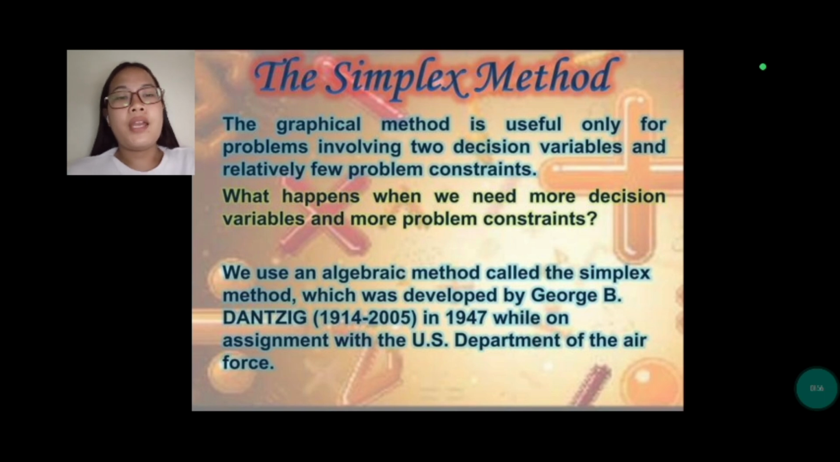So, next, we use an algebraic method called the simplex method, which was developed by George B. Dantzig, 1914-2005, in 1947, while on assignment with the USA Department of Air Forces. So, the algebraic method is called the simplex method. It was developed by George Dantzig, 1914-2005, while he was assigned to the USA Department of Air Forces.